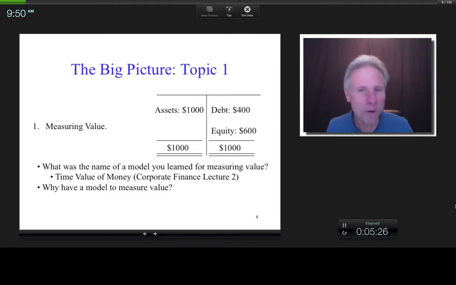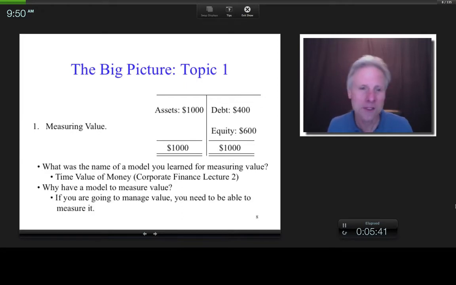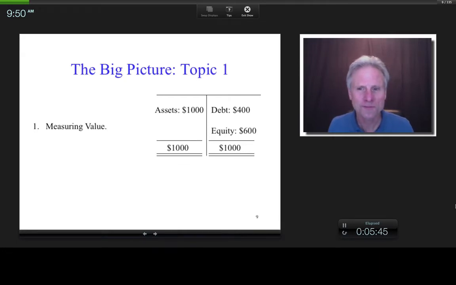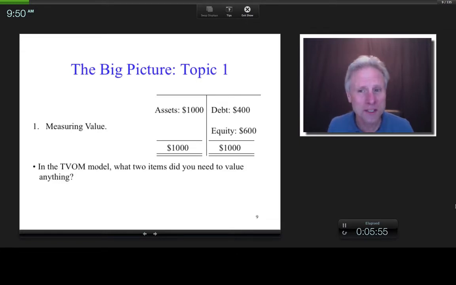Well, if we're analyzing decisions that create value, or we find out they destroy value, or whatever, do we need to be able to have a way to measure it? We do, right? So if we're going to manage value, it certainly helps to be able to measure value. So in the time value of money model, do you recall what 2 things we needed to value anything? Well, we needed cash flows and a discount rate.